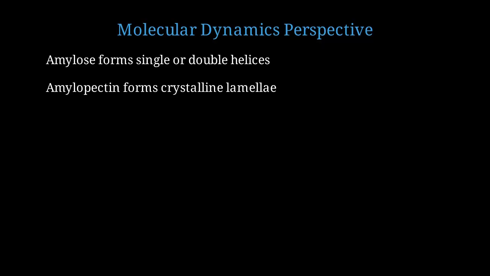Amylopectin retrogradation involves the side chains forming crystalline lamellae. The branch points prevent complete crystallization, which is why amylopectin retrogradation is slower and less extensive. Water acts as a plasticizer, increasing molecular mobility. This is why intermediate moisture levels promote fastest retrogradation. Too dry and chains can't move, too wet and they're too diluted to associate.